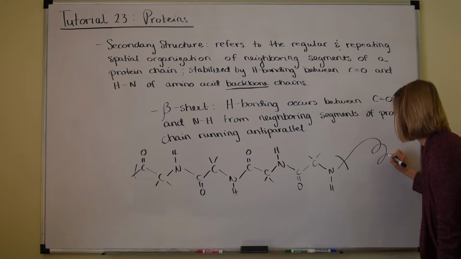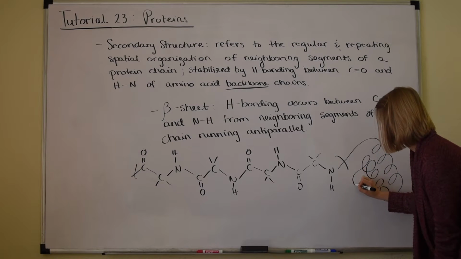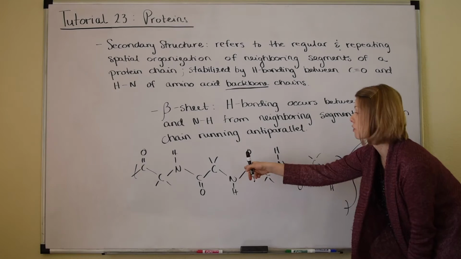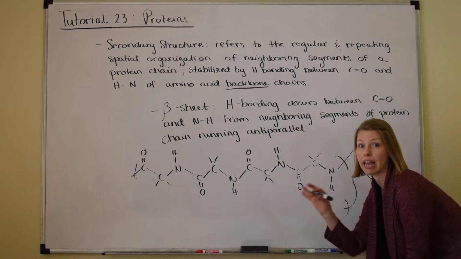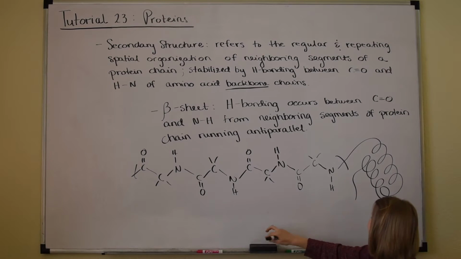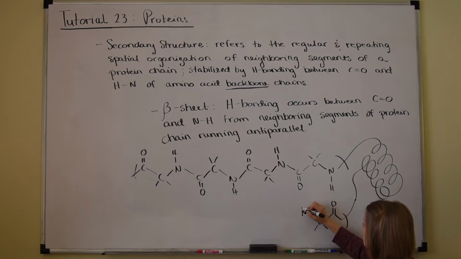Maybe it goes out here and does some alpha helixes and some different things, and then it loops back around. Okay, now it's going to be running anti-parallel to the first segment. Okay, so anti-parallel. So we're going to have, let's see if I can do this nice and neat. It's not easy to do. Do it a little further down. There we go. We're going to have, go up, carbonyl, carbon, nitrogen.